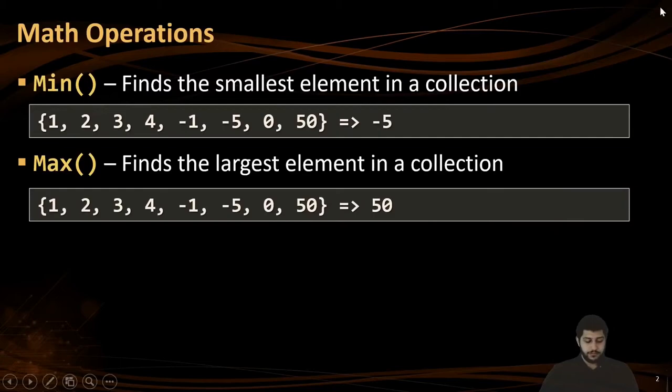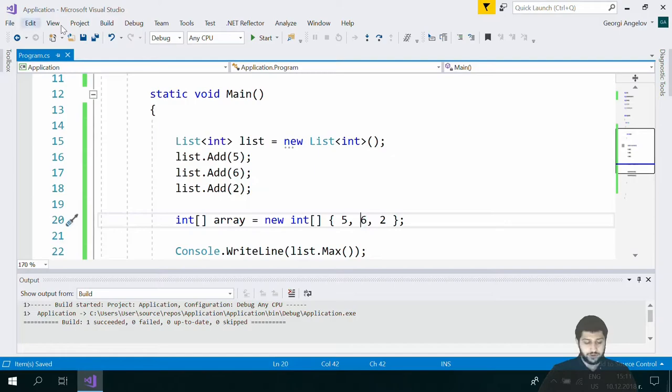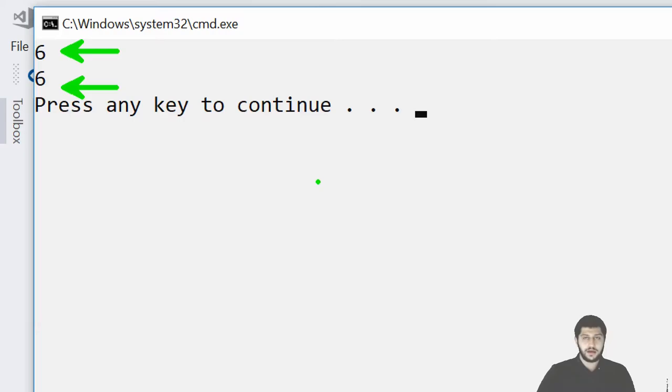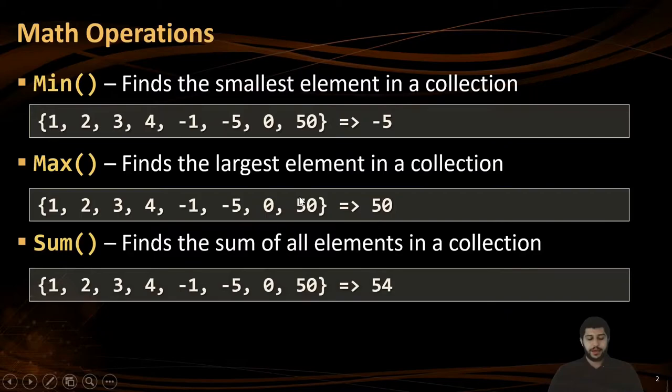And as we can see here, now we should get 6 instead of 2. So if we start the program, we get 6 and 6. This is what max does. Okay, the next thing we get is sum.